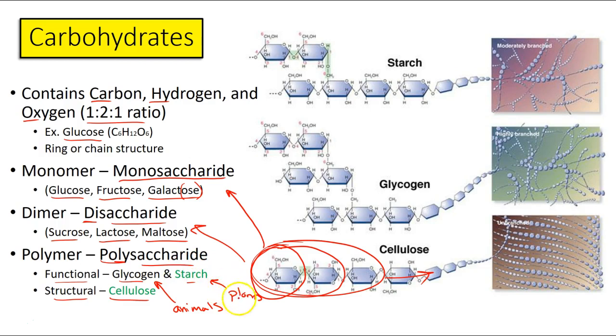Okay, and so plants produce starch, animals produce glycogen. Plants also have a structural polysaccharide, and that is in the form of cellulose. Cellulose is the structural polysaccharide that orients itself, like this diagram is showing you, into kind of a crisscrossing lattice structure, and that's going to give rigidity to plant cell walls.